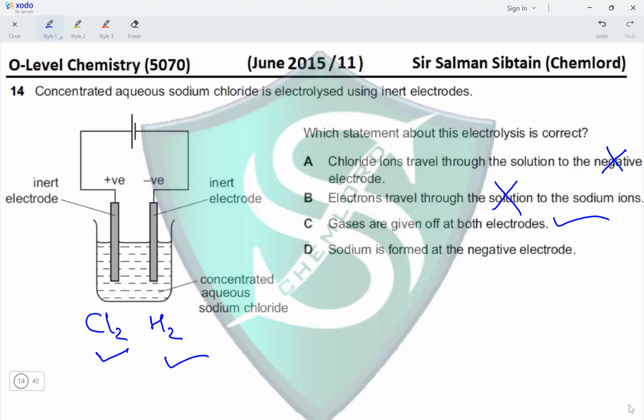Sodium is formed at the negative electrode. No, sodium is not formed at the negative electrode. Hydrogen gas is formed at the negative electrode. So this makes option C the correct option for this question.